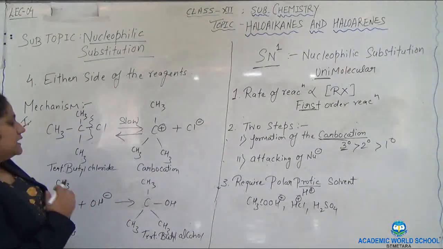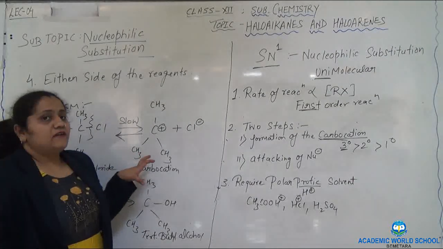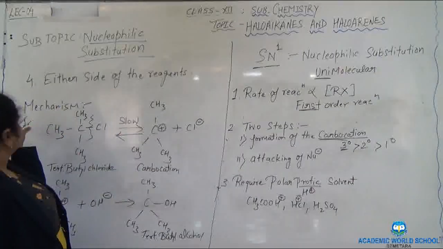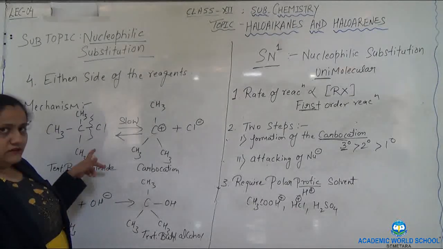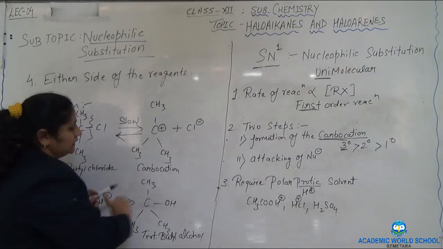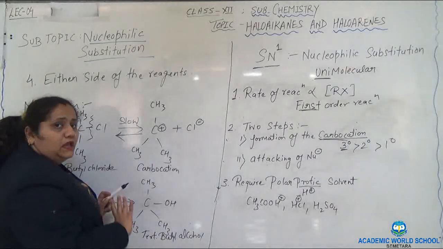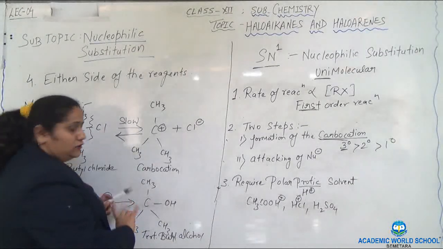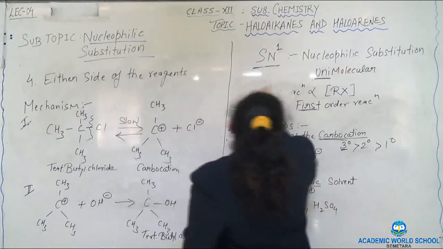So the fifth characteristic of this reaction: in SN2, we have seen that the stereochemistry was inversion. In this case, as the nucleophile can attack from both sides, the product will be either dextro, meaning clockwise, or it will be levo, that is anti-clockwise. Hence, these types of mixtures are called racemic mixtures.